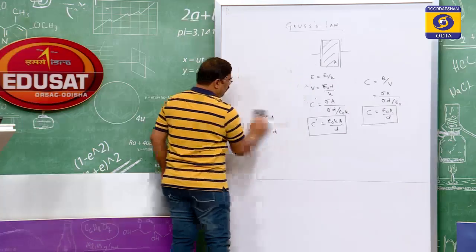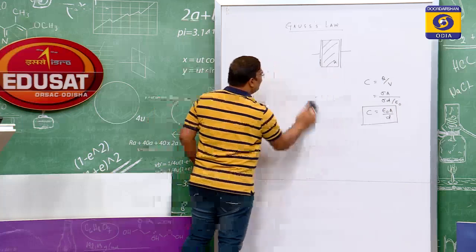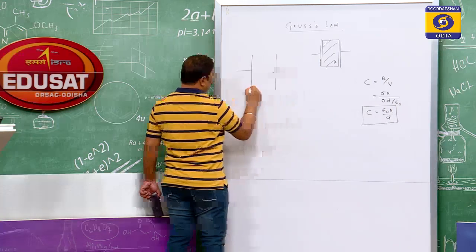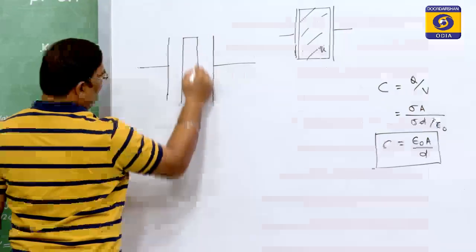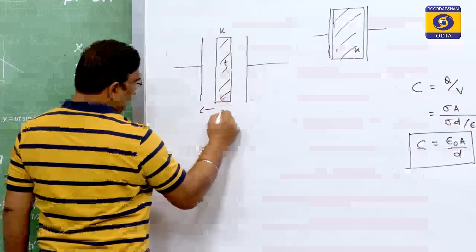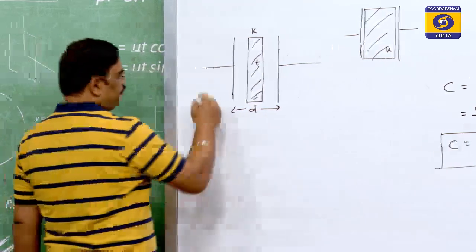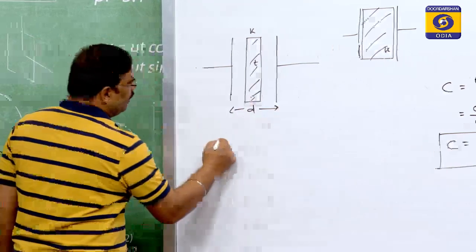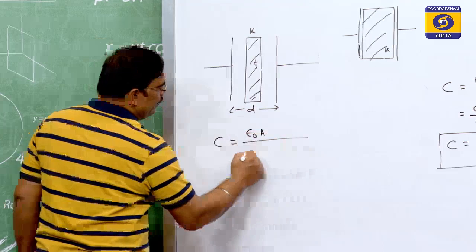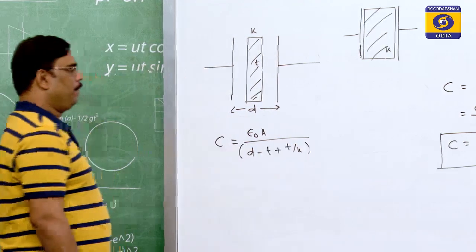If the space between the plates is not completely filled with a dielectric, suppose we have a dielectric of constant K and thickness t, whereas d is the distance between the two plates. In this case, the capacity C will be equal to epsilon 0 A divided by d minus t plus t by K.